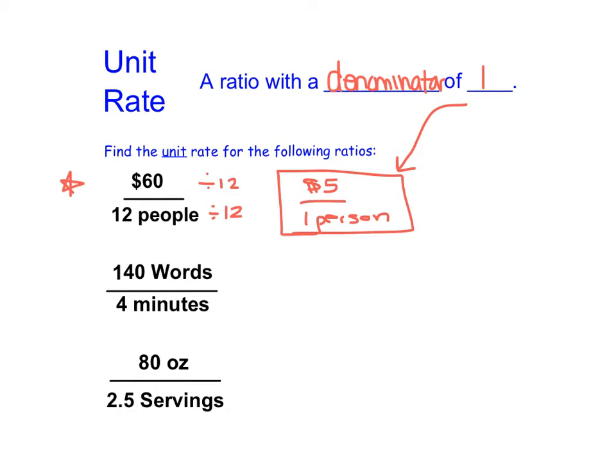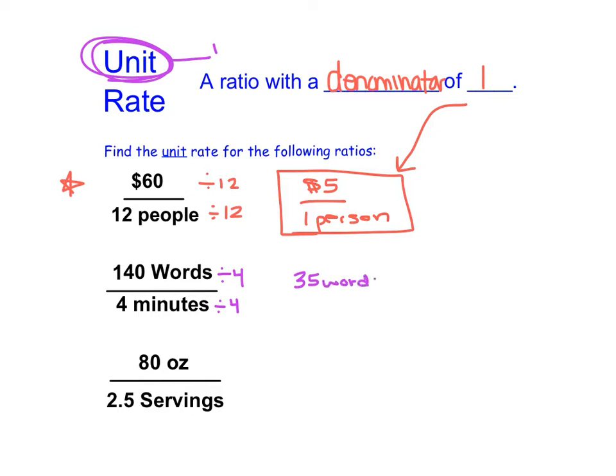Then if I look at this next one, I can see that I have 140 words divided by 4 minutes. And again, I remember that a unit rate, think of unit as 1. A unit rate has a denominator of 1. So I need to get a 1 in my denominator. So I divide the denominator by 4 as well as the numerator by 4. So 140, if I use my calculator, divided by 4 is 35. So my numerator becomes 35 words.